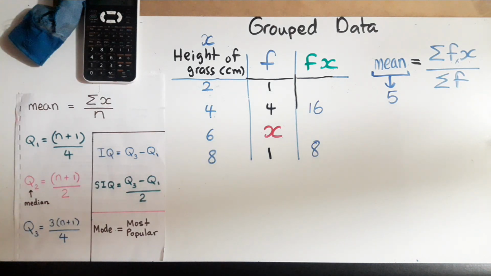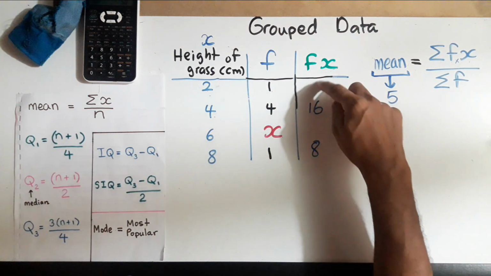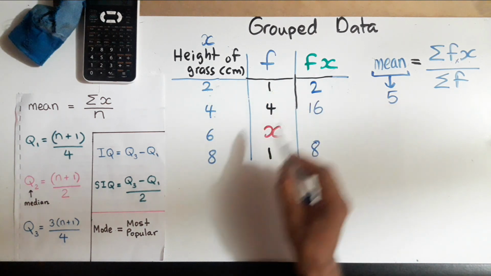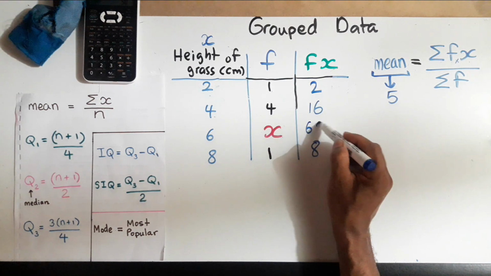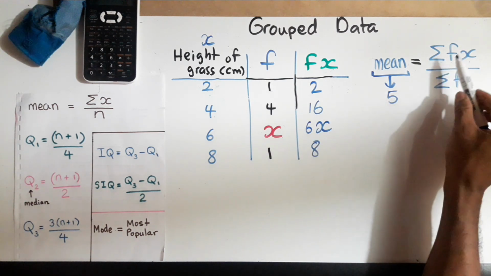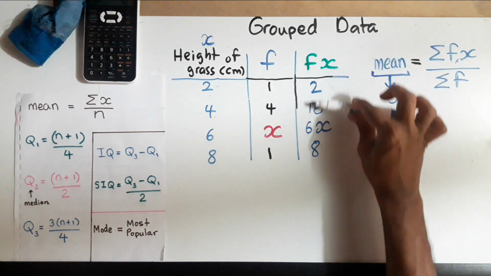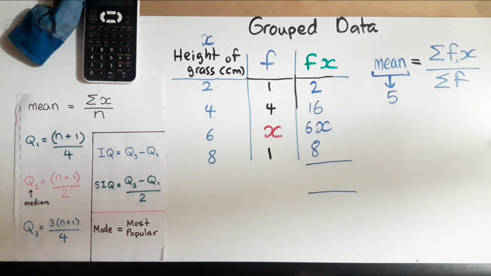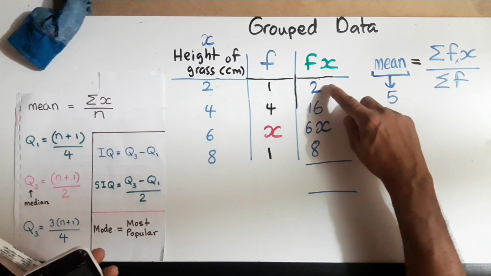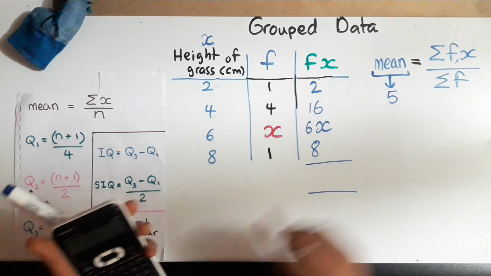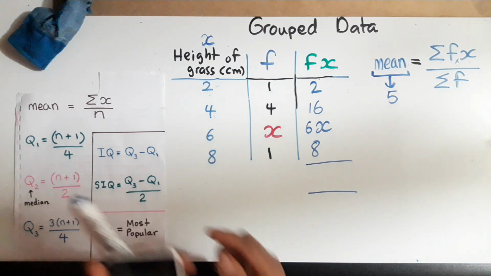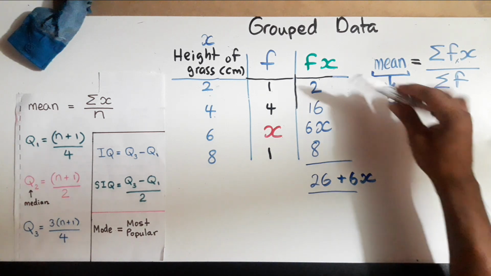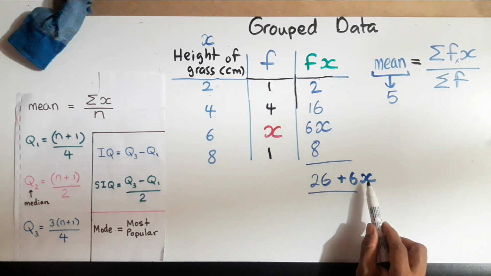The first thing we'll need to do is find the blank spots here. So obviously this means f by x, so we say 2 by 1 is 2, 6 by x is 6x. To find the mean, we need to take sigma fx. So that means we need to add up this here. But when we add this up, we notice there's an x here. So we won't get an actual value. We'll get an expression. So 2 plus 16 is 18. Plus the 8 is 26. So we get 26 plus the 6x. So I just added up everybody here. And this is the expression.